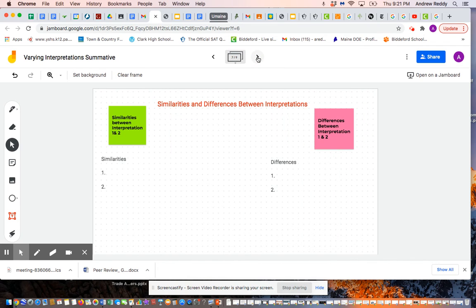Some of this work has already been done in your formatives. Can you take work from your formatives and apply it to the summative? Absolutely. So, similarities and differences between interpretation 1 and 2.